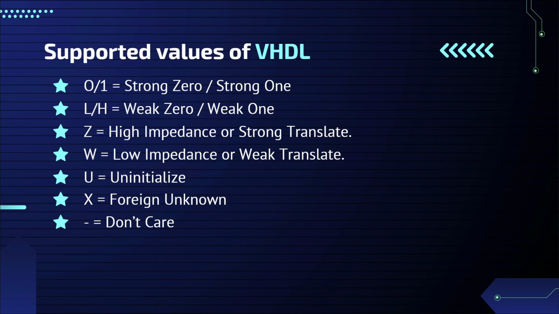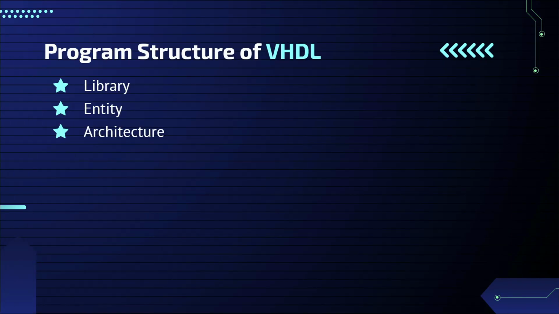Let's now see the program structure of VHDL. Now, let's look at how a VHDL program is written. Every VHDL program has three main parts. Library. This includes important packages required for coding. Entity. This defines the input and output of the circuit. Architecture. This is where we write the logic of the circuit. Now, let's look at each of these in detail.